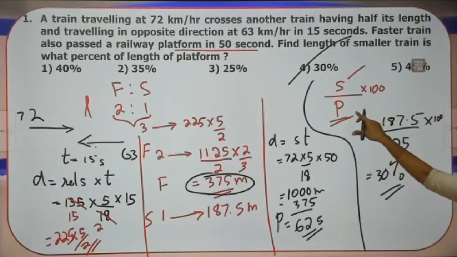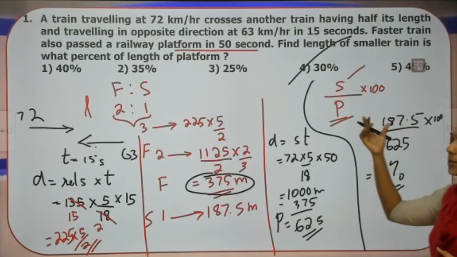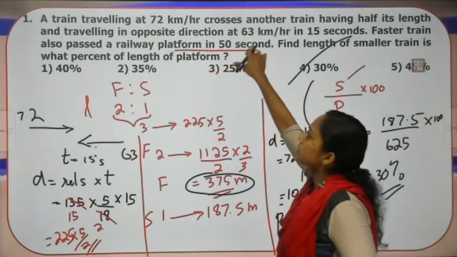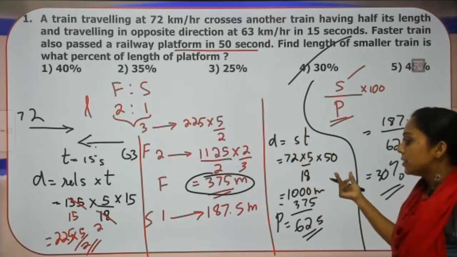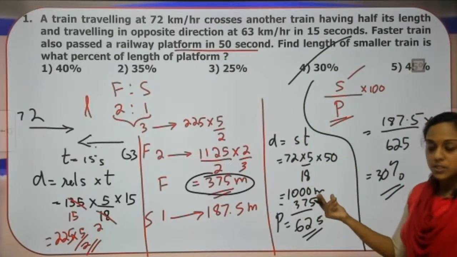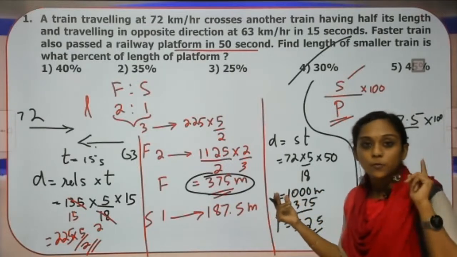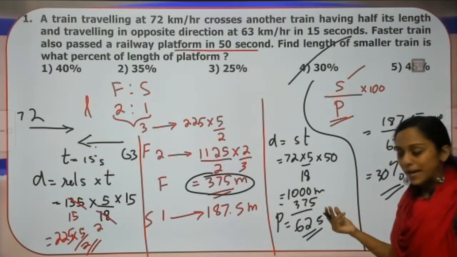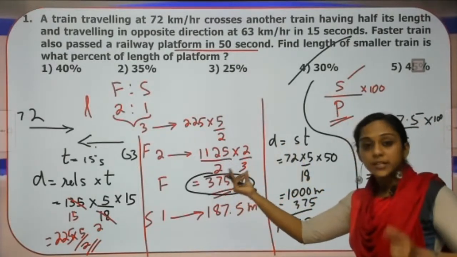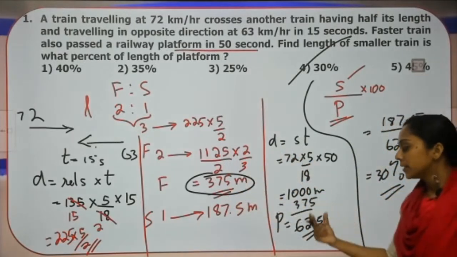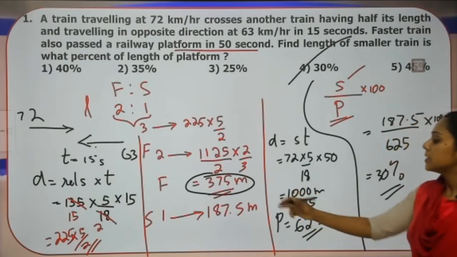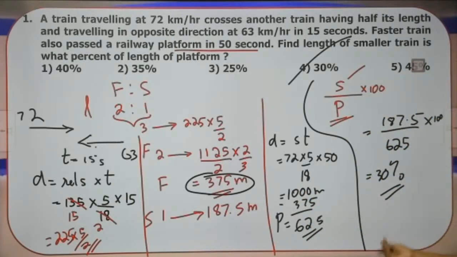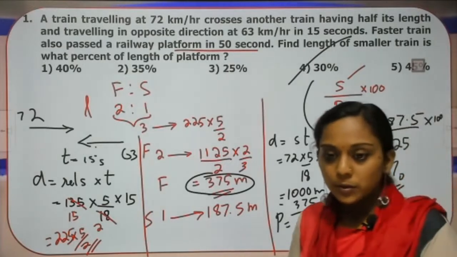Now next, what you need is the length of the platform. So for that, the faster train crossed the platform in 50 seconds. So the distance covered there is speed into time. You will get the distance as 1000 meters, but that distance is the length of the faster train plus the platform. So you know the length of the faster train is 375. Subtract that, you will get the length of the platform, that is 625. Okay, so now substitute these values. Find out the percentage, that is 30%. I hope it is clear for you, Arun.